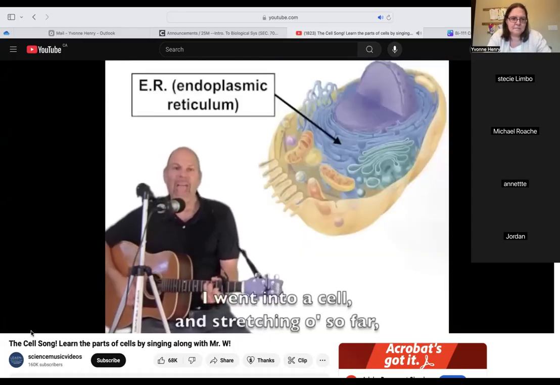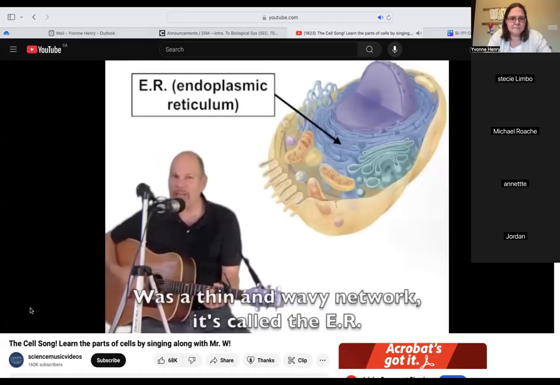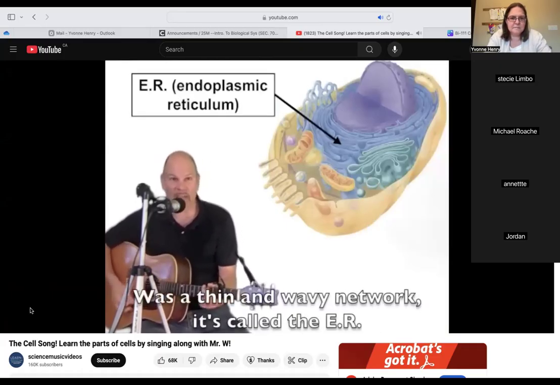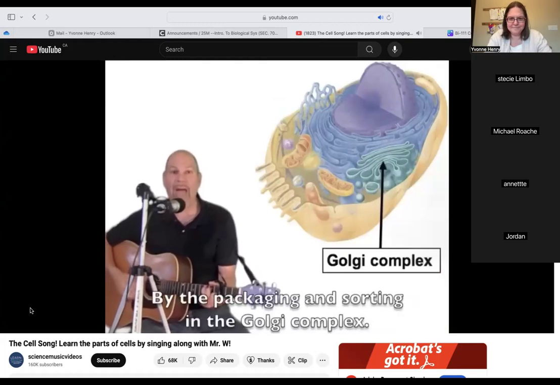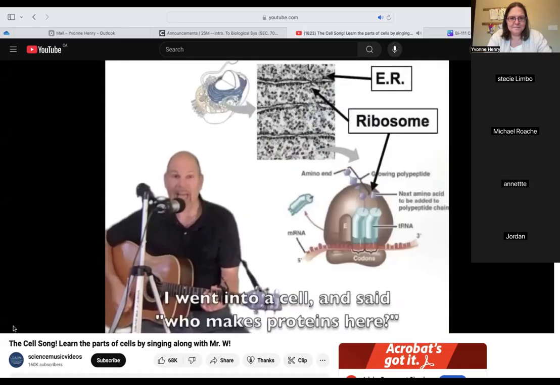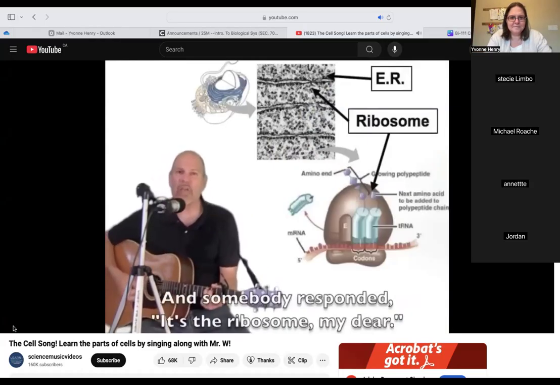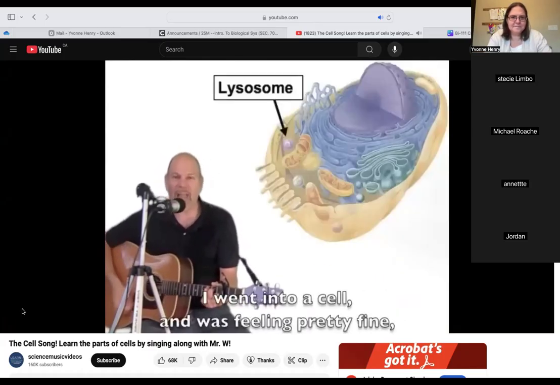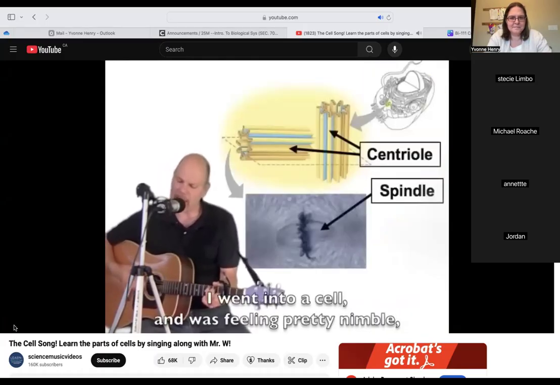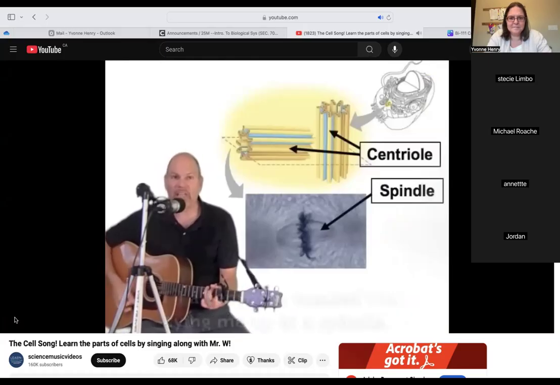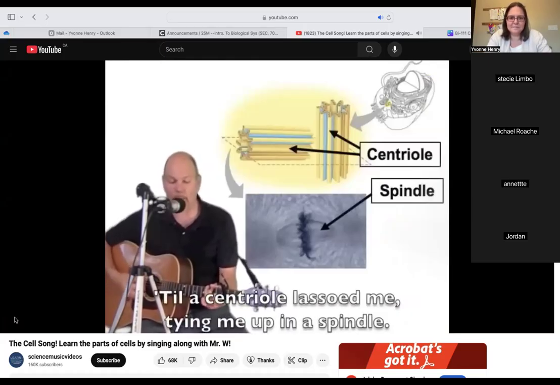Went into a cell and stretching oh so far was a thin and wavy network. It's called the ER. I went into a cell trying not to be perplexed by the packaging and sorting in the Golgi complex. I went into a cell and said, who makes proteins here? And somebody responded, it's the ribosome, my dear. I went into a cell and was feeling pretty fine till a lysosome engulfed me and dissolved me in enzymes. I went into a cell and was feeling pretty nimble till a centriole lassoed me, tying me up in a spindle.